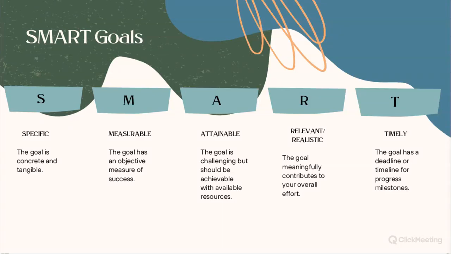And then timely. Your goal has to have a deadline or timeline for progress and for milestones. You need to be able to stop and assess every few weeks or months to see what your progress is and if it's making a difference. And at that point, do you need to pivot your goal if you're not able to meet your goal on most days? Or if it seems like it's easy now, then maybe it's time to progress your goal.